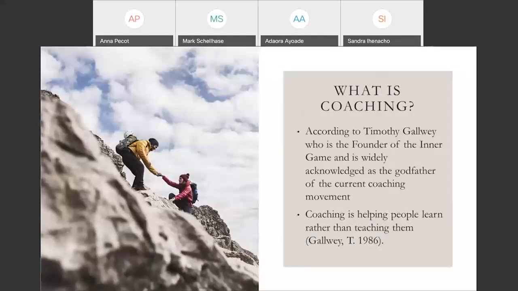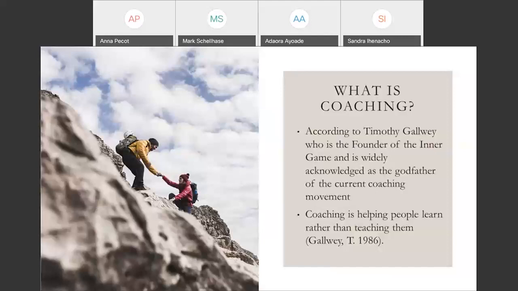Now, according to Timothy Galway, I was reading something about Timothy Galway and I was like, wow. Timothy Galway is the founder of what we call the inner game. He was the one that wrote the book The Inner Game of Tennis. For those that love playing tennis, read his book. You're going to be apt in your tennis skills. The Inner Game of Tennis, the Inner Game of Skiing, and the Inner Game of Golf. Those are the three books he wrote. Because of the skills and how he wrote the books, he's now known as the godfather of the current coaching movement. And what did Timothy Galway say?